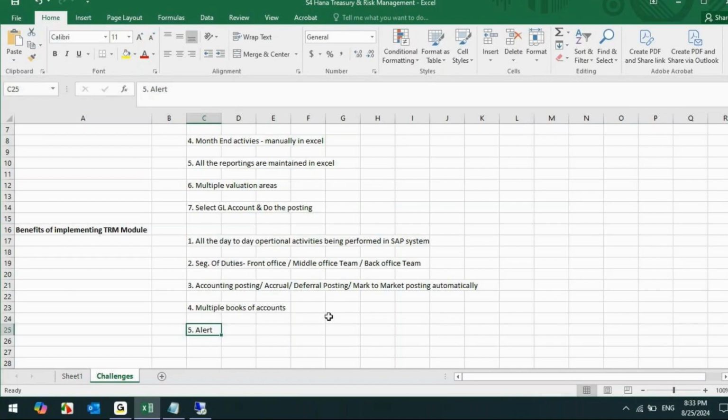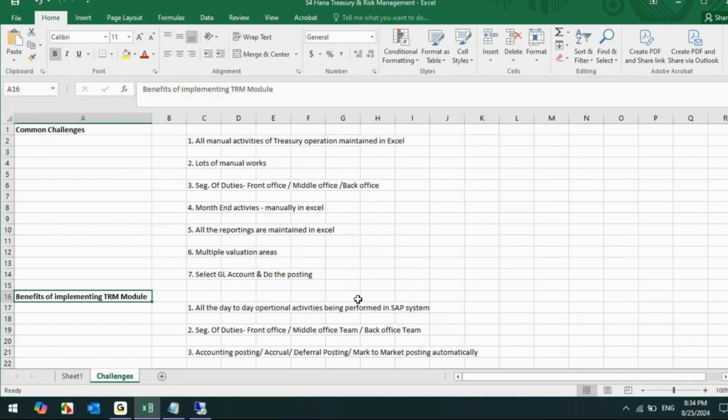So my point is, all these activities can be automated with the configurations. All the segregation of duties can be done. Multiple books of accounts can be maintained. All the day-to-day operations will be performed in the SAP system only, right? So these are the common challenges, and this is the benefit of implementing the SAP TRM module.